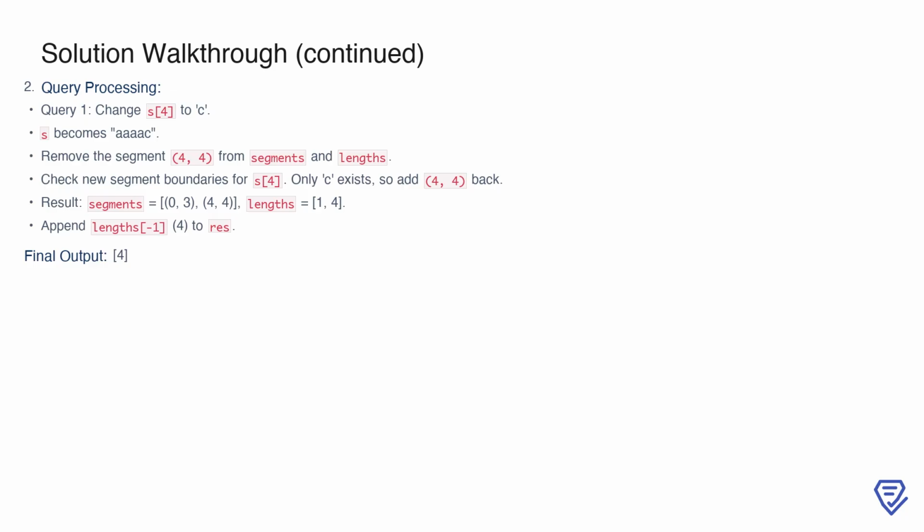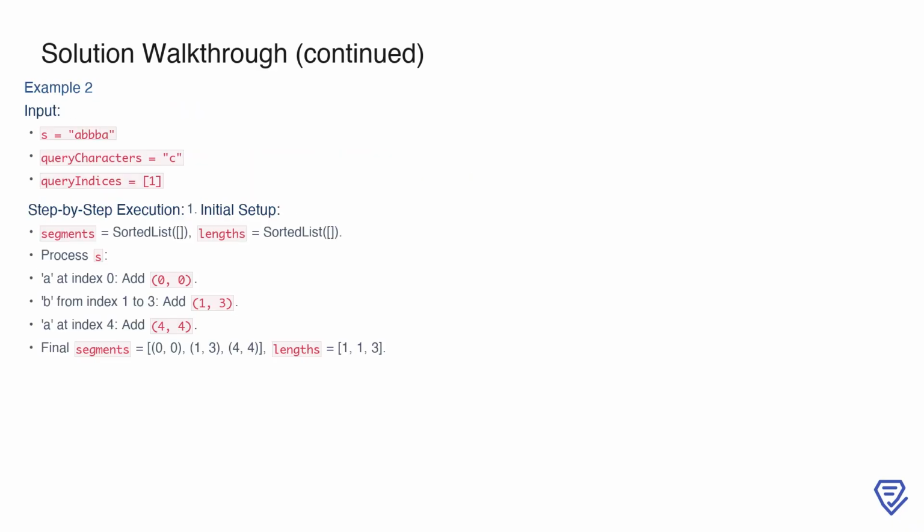Now, we handle the query that changes the character at index 4 to C. After this operation, the string s becomes AAAAC. The segment 4, 4, which previously represented the single B, is removed from both segments and lengths. We then check the new boundaries for the character at index 4. Since C is the only character at this position, we add the segment 4, 4 back to segments. The data structures remain unchanged, with segments still as 0, 3, 4, 4, and lengths as 1, 4. Finally, we append the largest value in lengths, which is 4, to the result, giving a final output of 4.